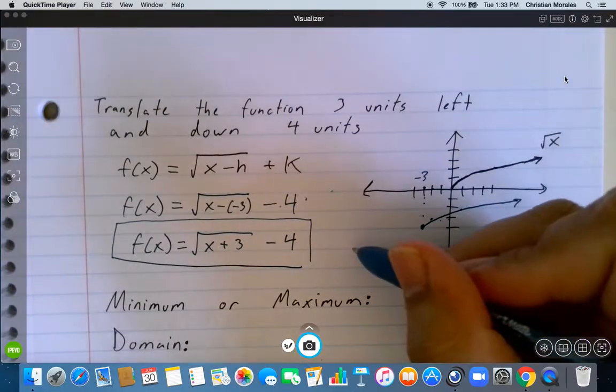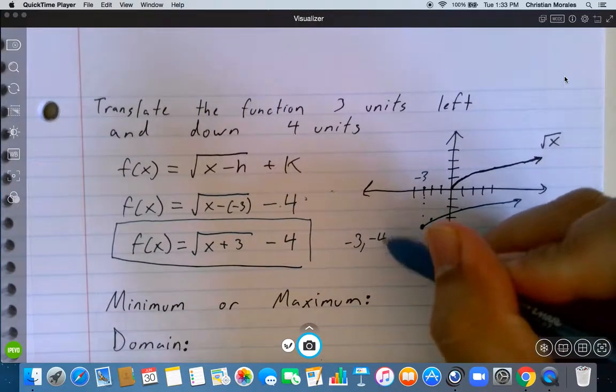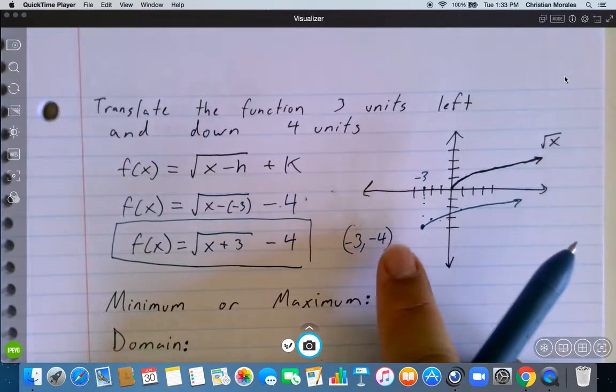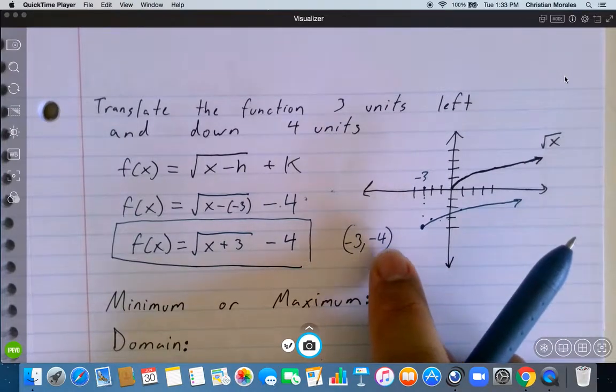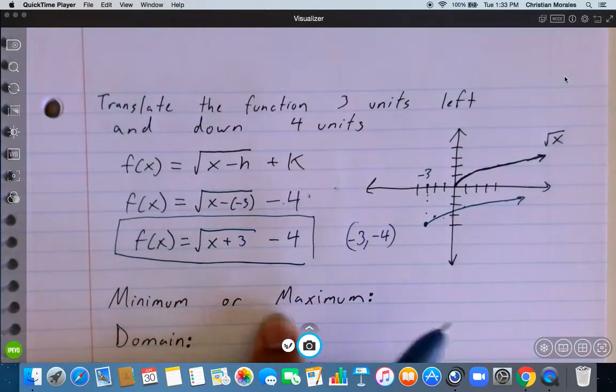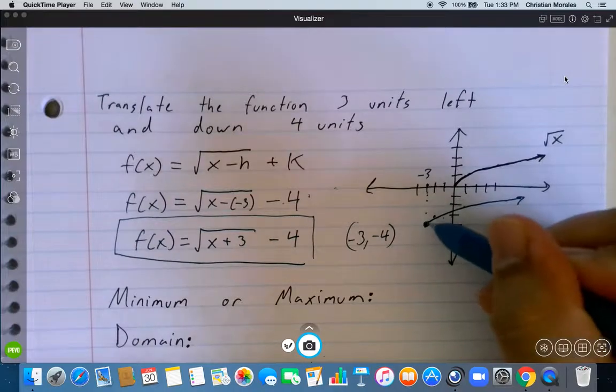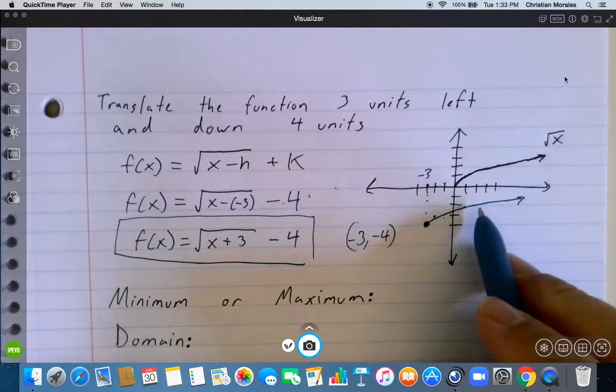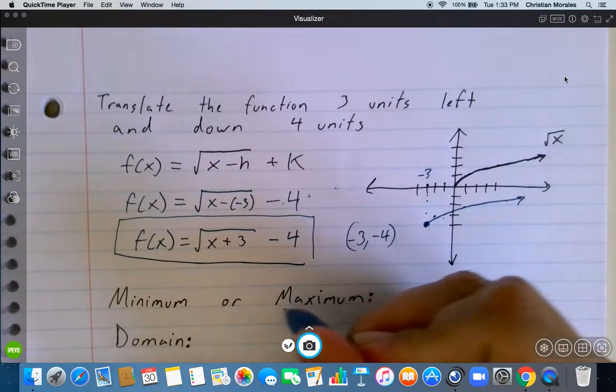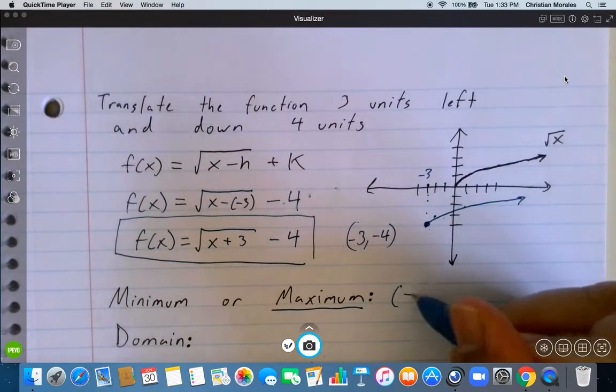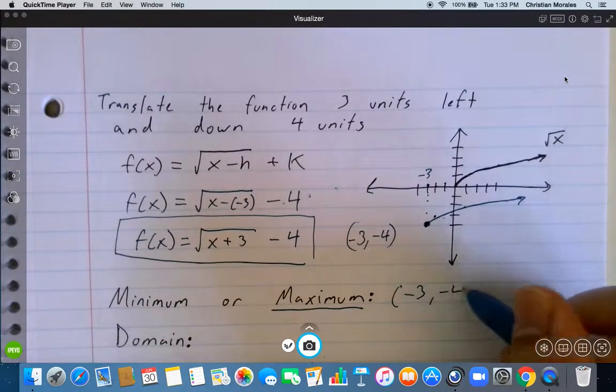Because you moved it over negative 3, negative 4. This is your new point. Now this point right here, would this point be called a minimum or a maximum? Well, if this point is the start and then it curves up, this would be a maximum at this coordinate. That would be the maximum.